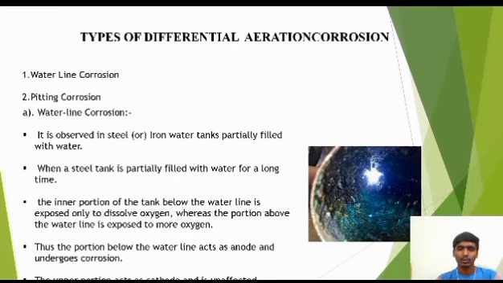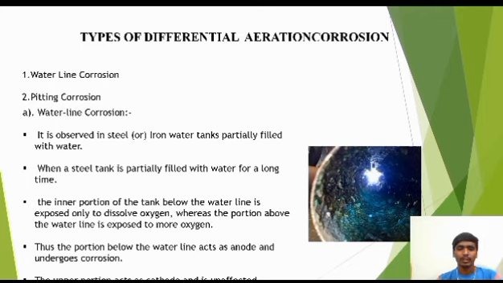There are two types of differential aeration corrosion. One is waterline corrosion and another is pitting corrosion. First one is waterline corrosion. It is observed in a steel or iron water tank partially filled with water, when a steel tank is partially filled with water for a long time.